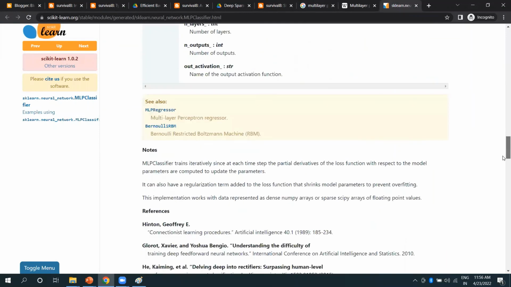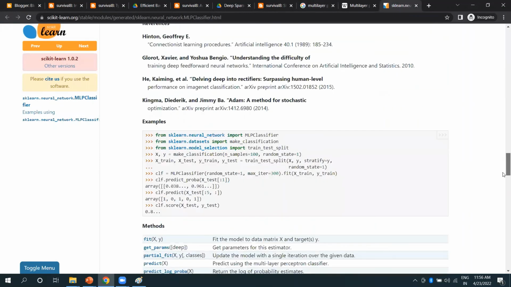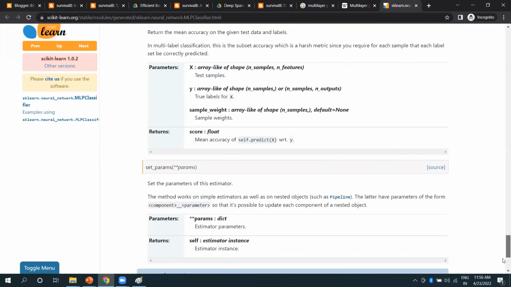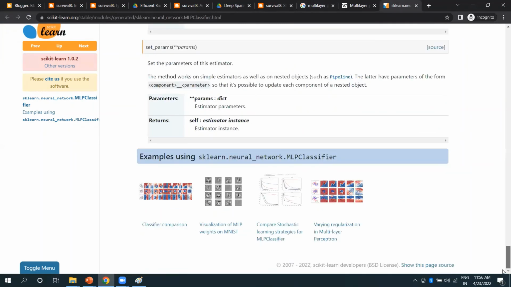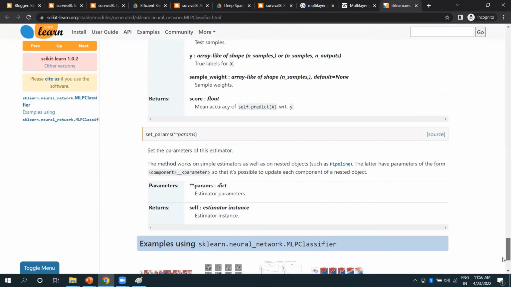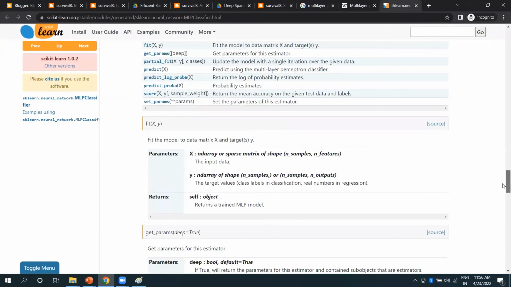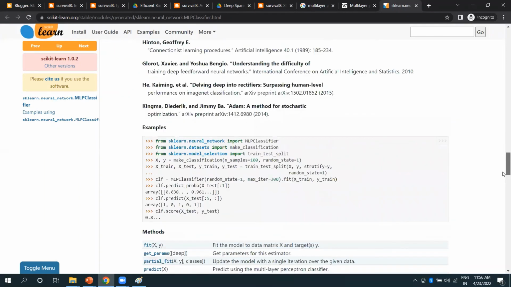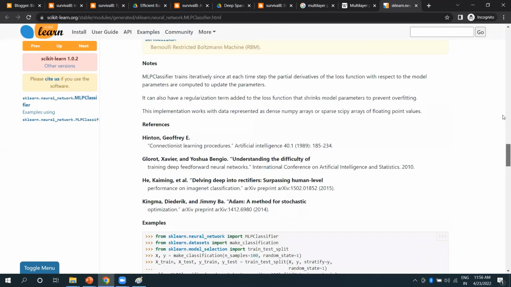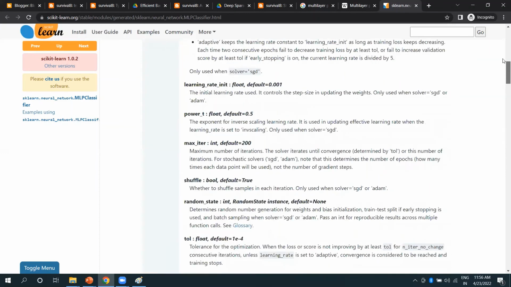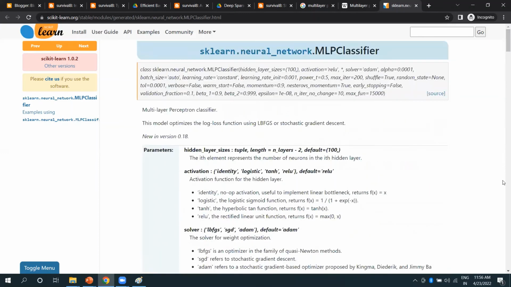Classifier means it will be used for classification. There is a regressor also. The regressor is not shown here, but neural networks can be used for regression as well. So it can be used for both regression and classification. Yes, it can be used for both purposes.